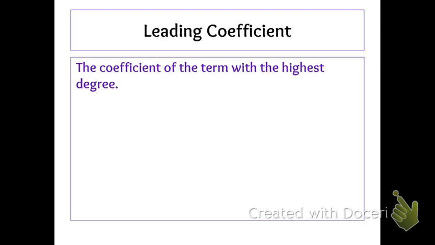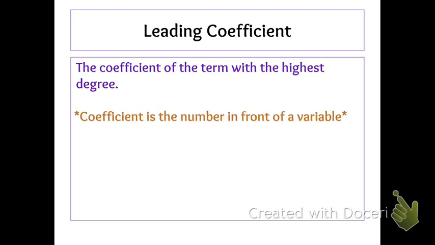All right, our next vocabulary word is the leading coefficient. So you already know that the coefficient is the number that's in front of the variable part of a term. And in polynomials, we know there are sometimes several terms. For example, a trinomial has 3 terms. So to find the leading coefficient, you're going to look at the 3 terms in that case, for example, and you're going to find the term with the highest degree, and you want the coefficient of that term.